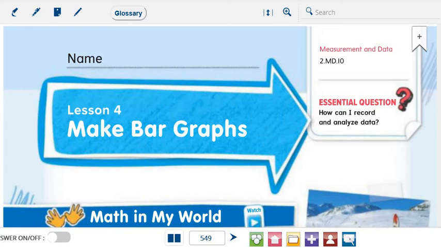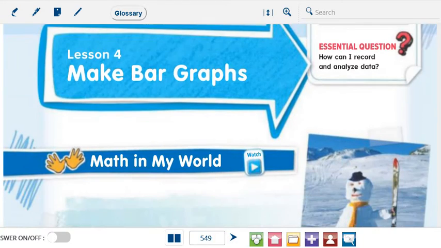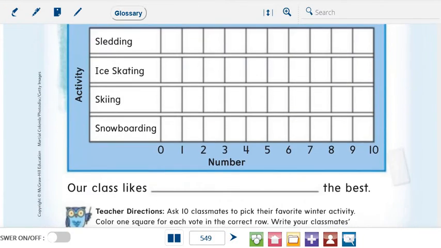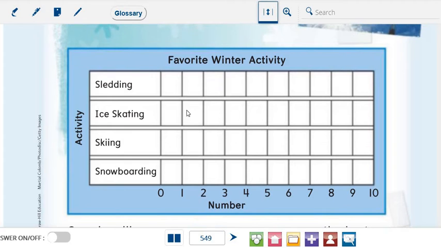Our lesson today is make bar graphs. It's a new strategy that we can use to make a survey. Let's start with the first activity to understand more. What's a bar graph? Look at this one. This is called a bar graph.